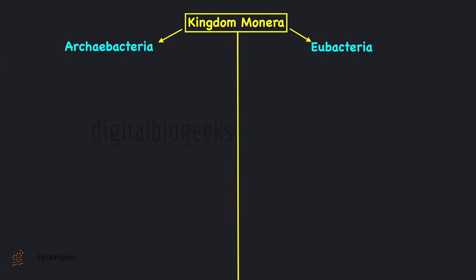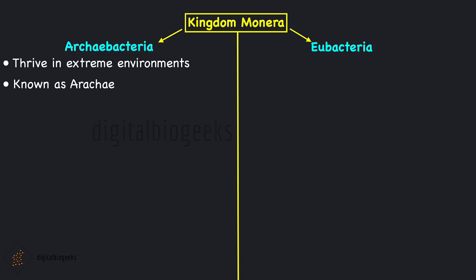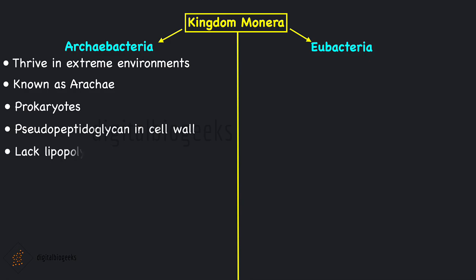Archaebacteria are a group of bacteria that can thrive in severe environments. They are now known as archaea. They are prokaryotes without a well-defined nucleus. Bacteria have peptidoglycan in their cell wall, while Archaebacteria have pseudopeptidoglycan. In addition, Archaebacteria lack lipopolysaccharides, which would cause their cell wall to disintegrate or melt. These features, that is the presence of pseudopeptidoglycan and lack of lipopolysaccharides, make the cell wall of Archaebacteria very tough and they can survive in extreme conditions.